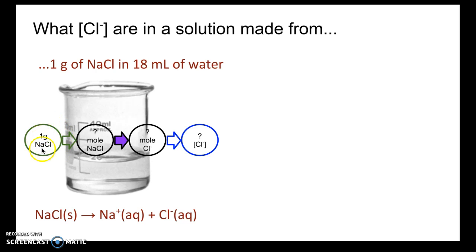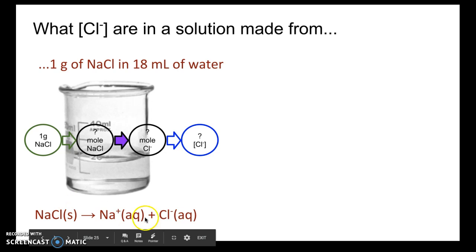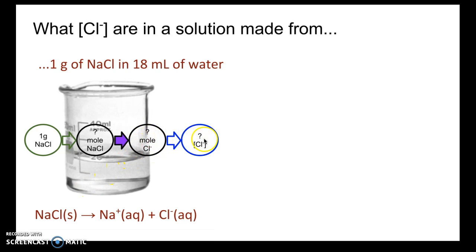We would start with 1 gram of sodium chloride, and use that to figure out the moles of sodium chloride. From the moles of sodium chloride, we can figure out the moles of chloride ions, and we would do this conversion using the coefficients in the balanced chemical equation as our conversion factor. And once we have the moles of chloride, we would figure out the molarity. I just want to note here that this bracket is the symbol for concentration. So we're going to start getting used to seeing this instead of seeing molarity or concentration, but they mean the same thing. There's just one symbol for it. So this is the concentration of chloride.